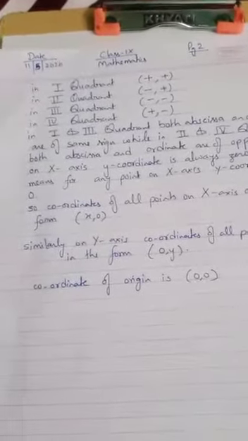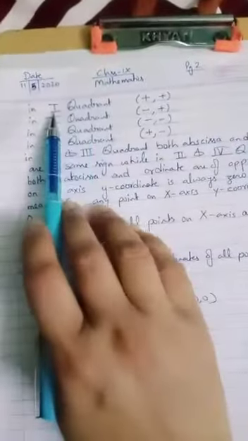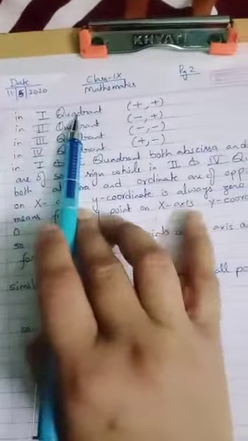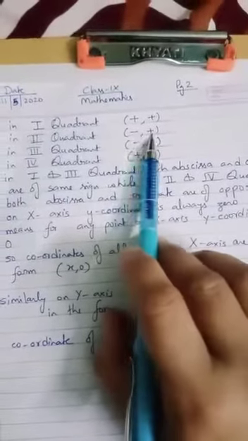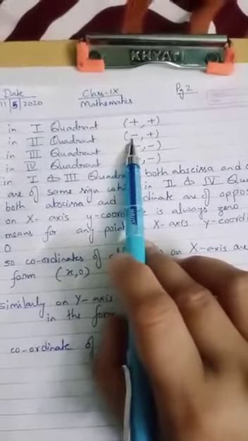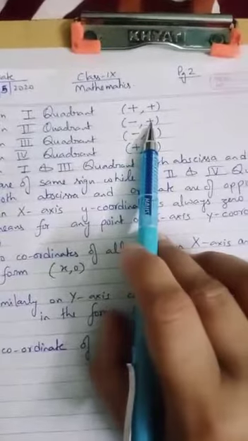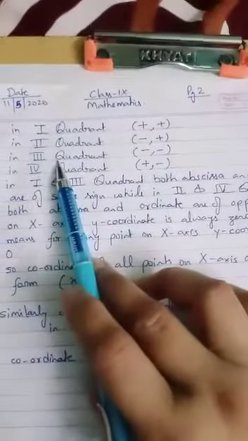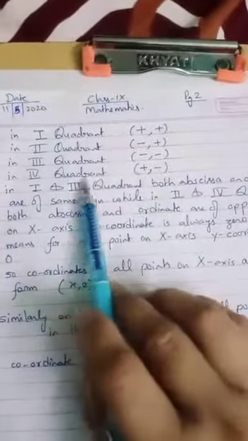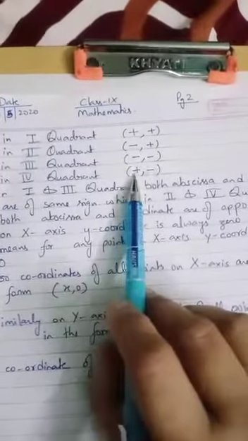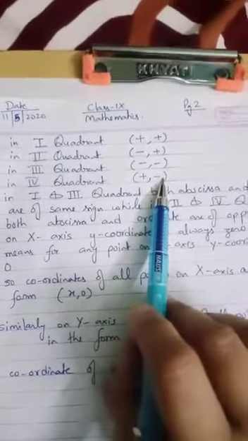Now children, see, let us revise it. In the first quadrant, both x and y are positive. In the second quadrant, both x and y are of opposite sign, meaning the x coordinate is always negative and the y coordinate is always positive. In the third quadrant, both are of negative sign, whereas in the fourth quadrant, the x coordinate will be positive and the y coordinate will be negative.